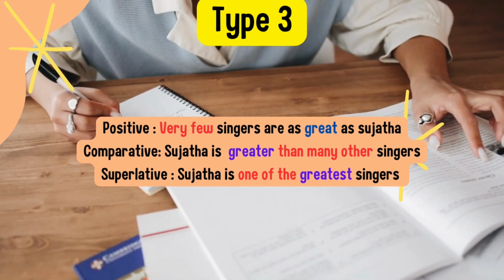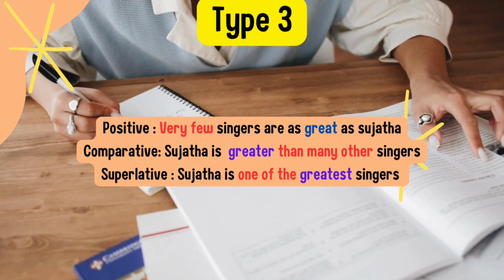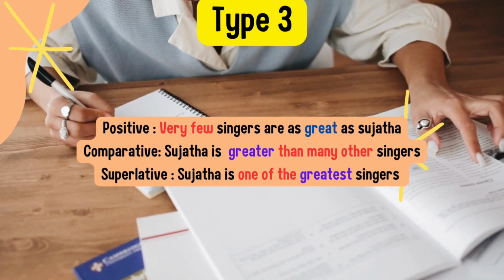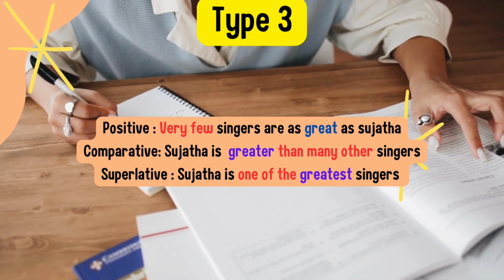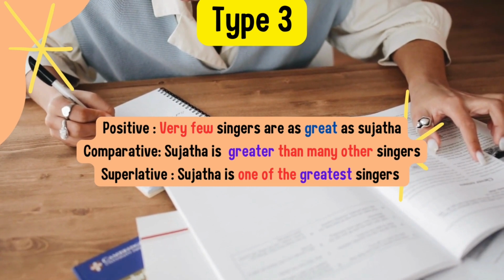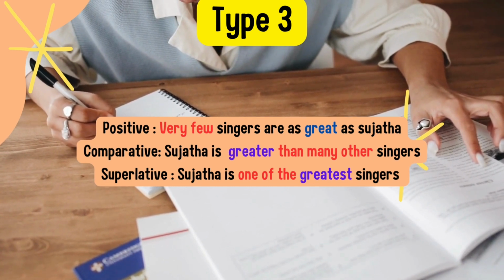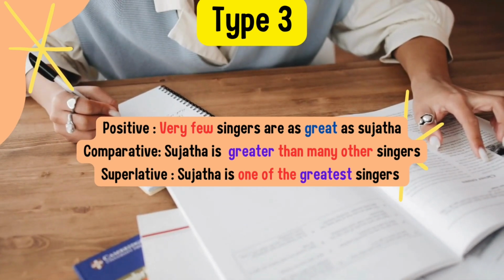Let us transform the positive degree to comparative degree. First we need to swap the nouns. Sujata at first, singers at last. Next we have the helping verb are. Here Sujata is singular, so we need to write is. Next, what do we have? As great as. We need to omit as. The comparative form of great is greater.